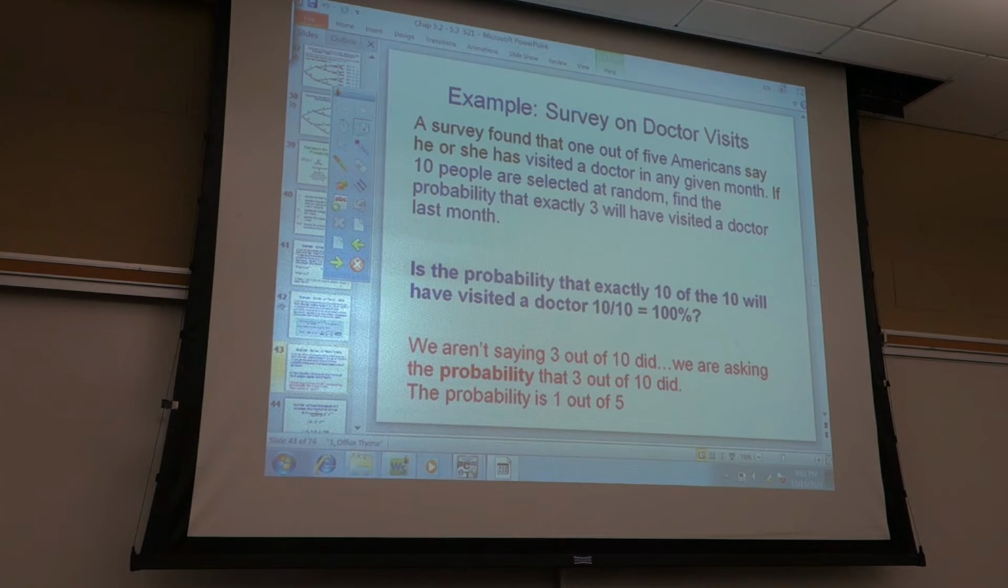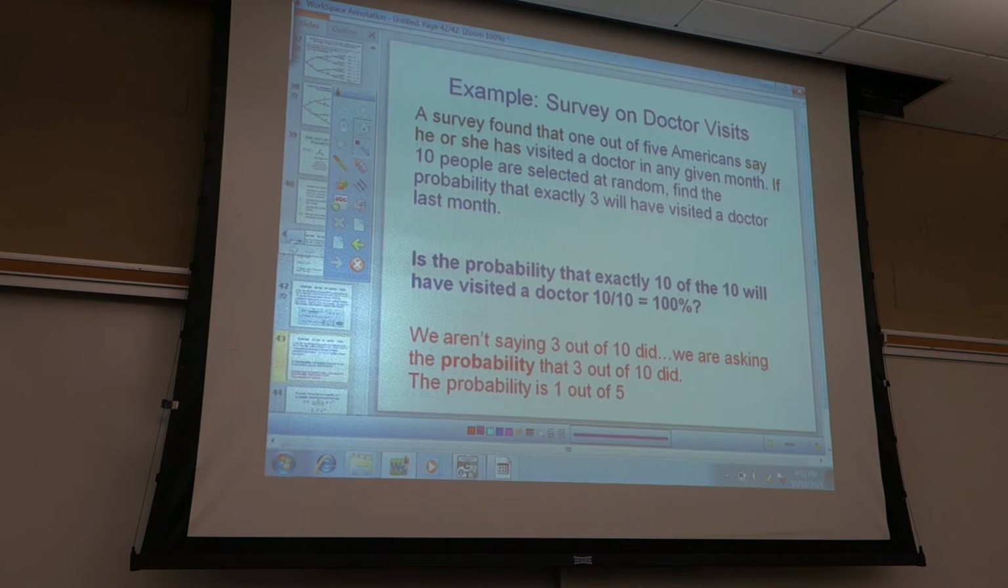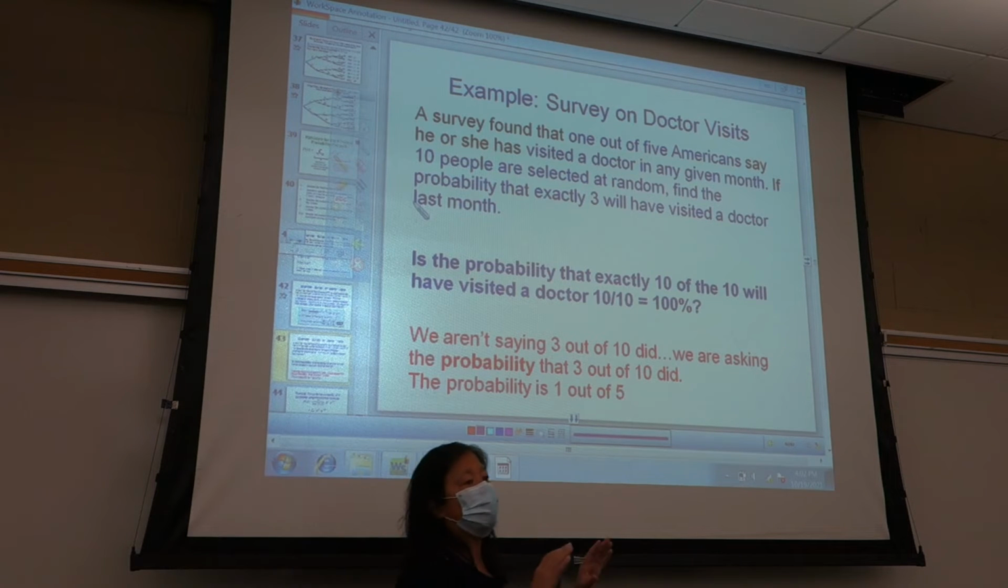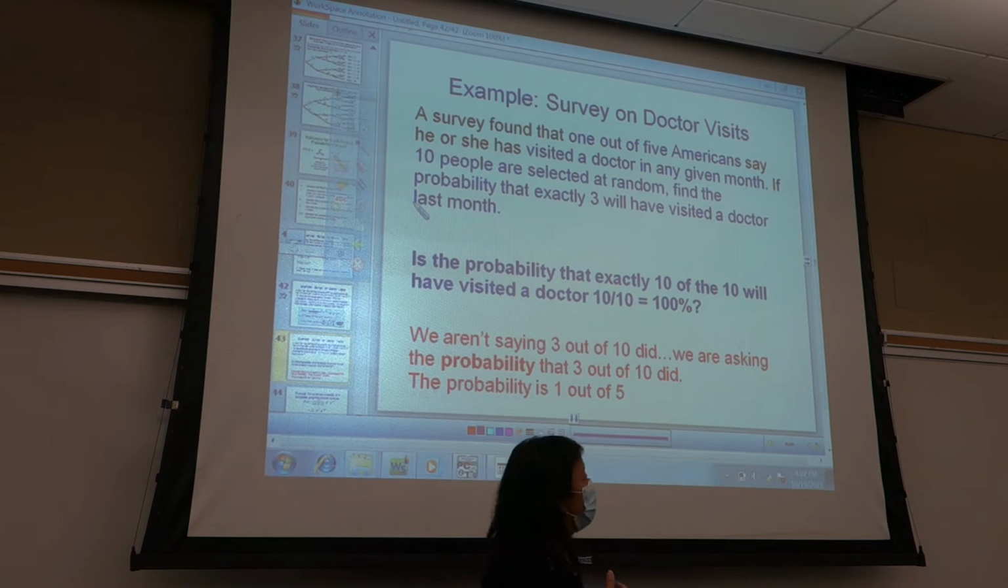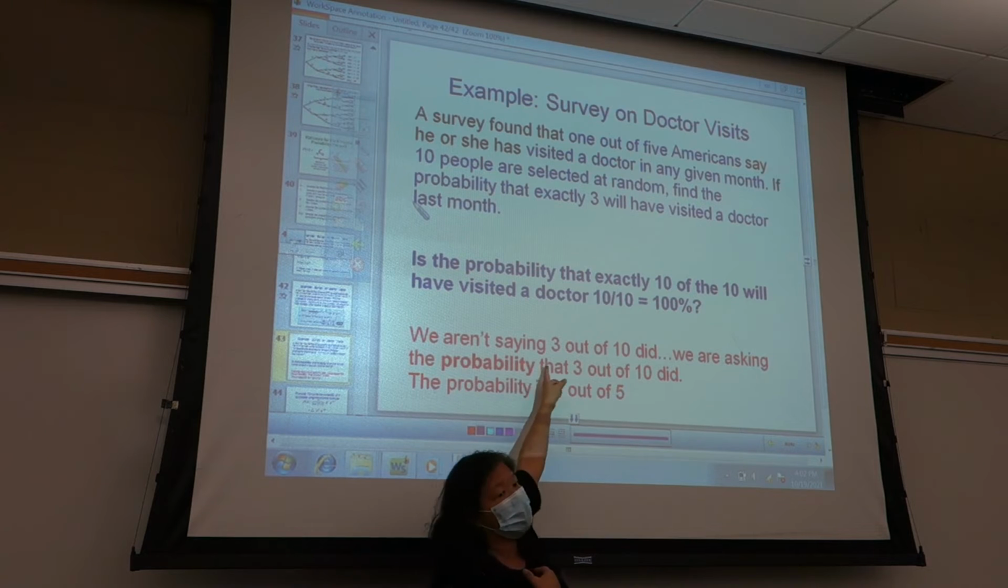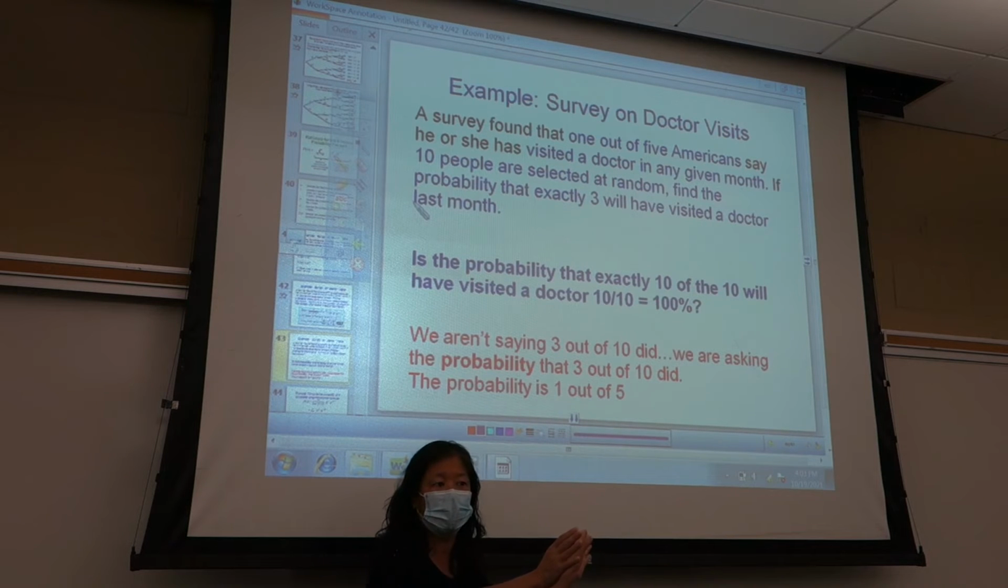I think we're good, right? And just as a reminder, people start thinking that they grab exactly 3 out of 10, and they think that 3 out of 10 is the probability. We're not saying we actually found 3 out of 10. We're saying we want to know what would be the probability of getting 3 if I picked 10 people. So we aren't saying 3 out of 10 did happen. We're saying we want to know the probability that it might happen in the future. Do you see what I'm saying?